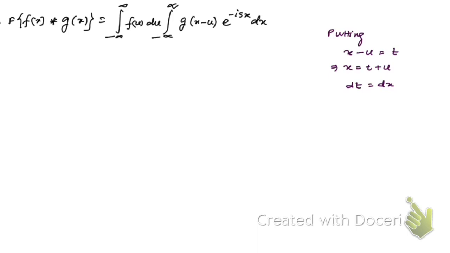If you differentiate this with respect to x, that's going to be 1. If you differentiate t with respect to x, that's dt by dx, and u gives 0. So dt is equal to dx. That's what we're going to have. I hope you have understood this.